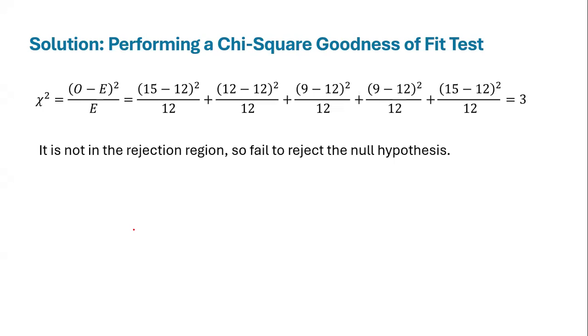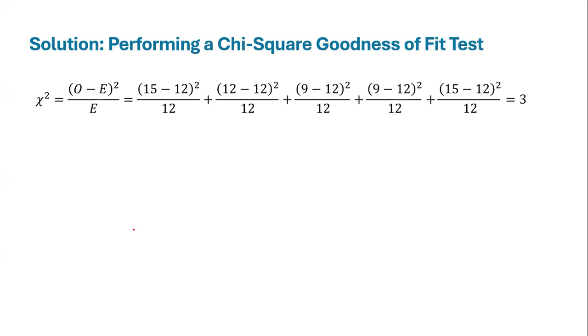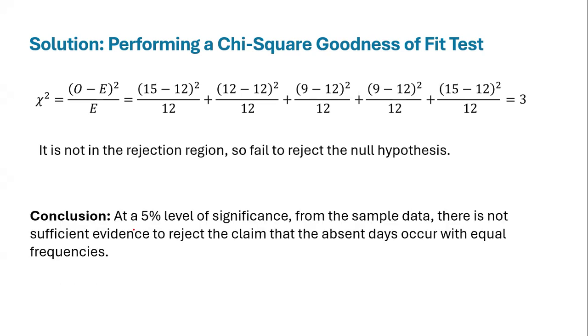That means that there is not enough evidence at the 5% level of significance to reject the claim that the absent days occur with equal frequencies. So we can't reject it. We may be able to support it, but we don't know. The only thing that we know is that we cannot reject the claim.